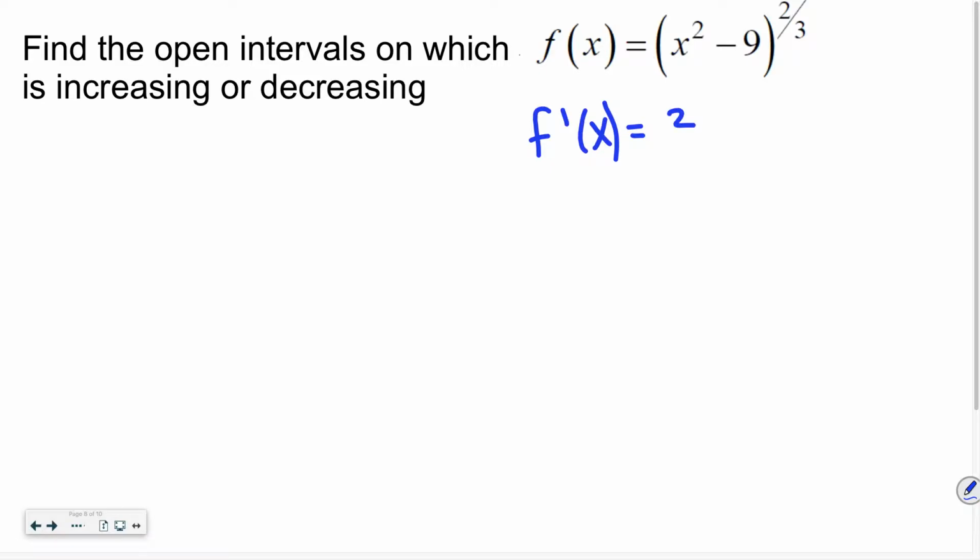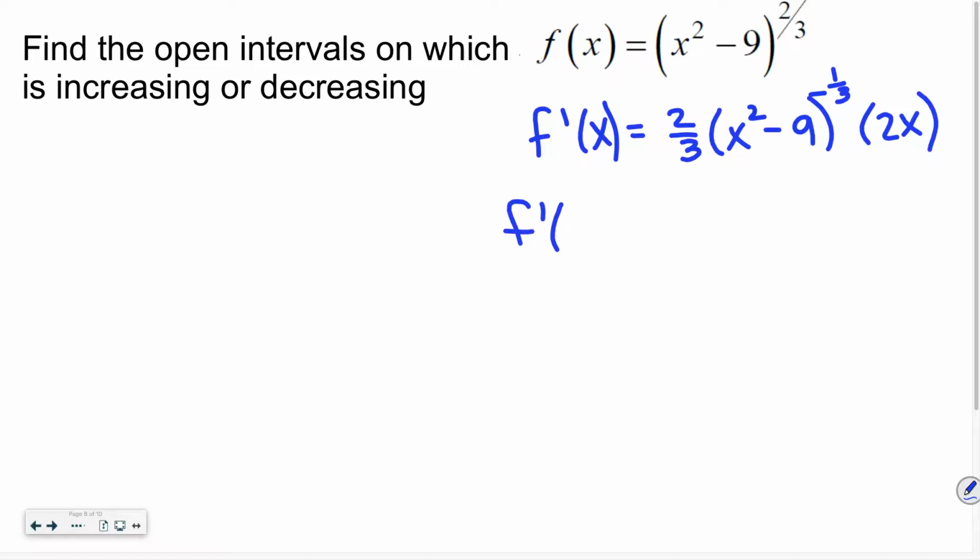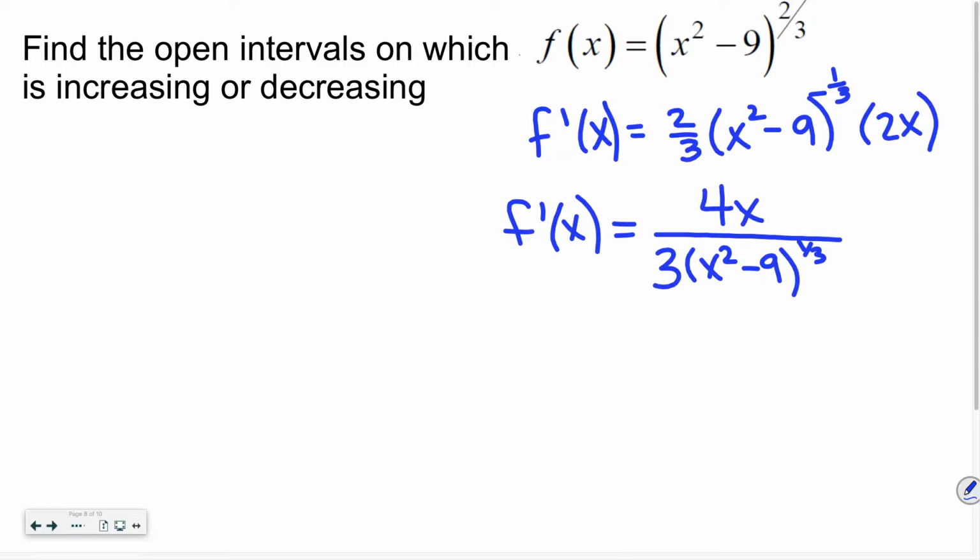Thirds x squared minus 9 to the negative 1/3, and then 2x. Okay, how do you feel about that? Okay, now we need to rearrange this so we can find our critical values. Anytime you have a negative exponent, please take it to the denominator or other side of the fraction bar. Okay, so then we're going to have 4x and 3. Does that seem reasonable to you?